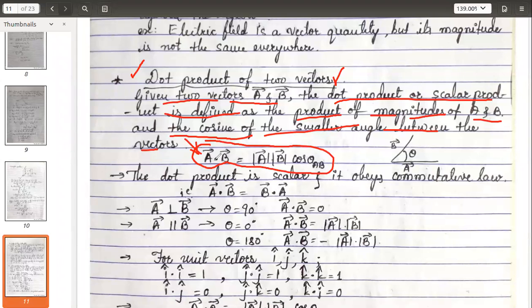A vector dot B vector, this dot is not multiplication, it indicates the dot product. It is equal to the magnitude of the first vector times the magnitude of the second vector times the cosine of the angle between them. Here I have taken theta as the angle between A and B. So this is the dot product. It is a scalar quantity and it obeys the commutative and associative law. Both are applicable. If you exchange A and B, you will get the same answer. A few observations are made here, you can just go through them.